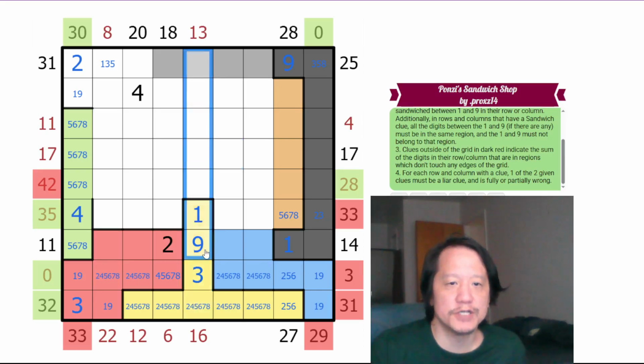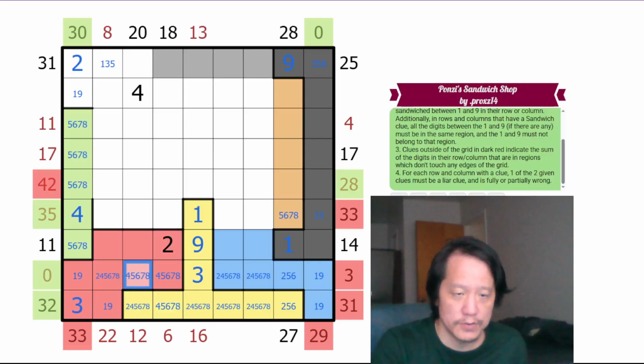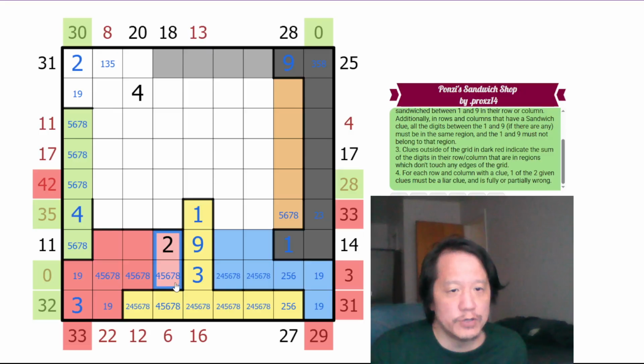16 or 13 that are not touching the edges. Okay. This is not 1 or 9. 2 eliminates 2 here. Aha. There's no more 2 in the red region. So this has to be 4, 5, 6, 7, 8.